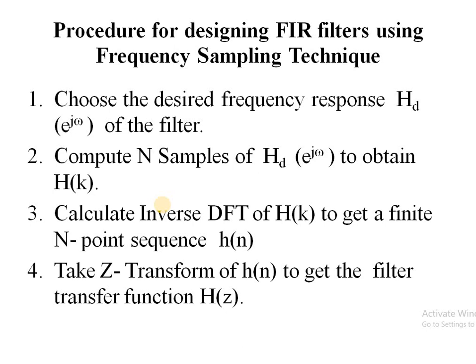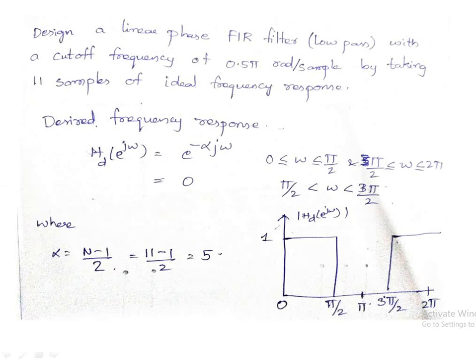Now we shall see an example design problem using the frequency sampling technique. The given design problem asks to design a linear phase low pass FIR filter with a cutoff frequency of 0.5 pi radian per sample by taking 11 samples of the ideal frequency response. Actually, most of the time the design method is also specified in the problem itself, but here, since we are covering this problem under the frequency sampling technique, I assume that it has to be designed using that technique itself.